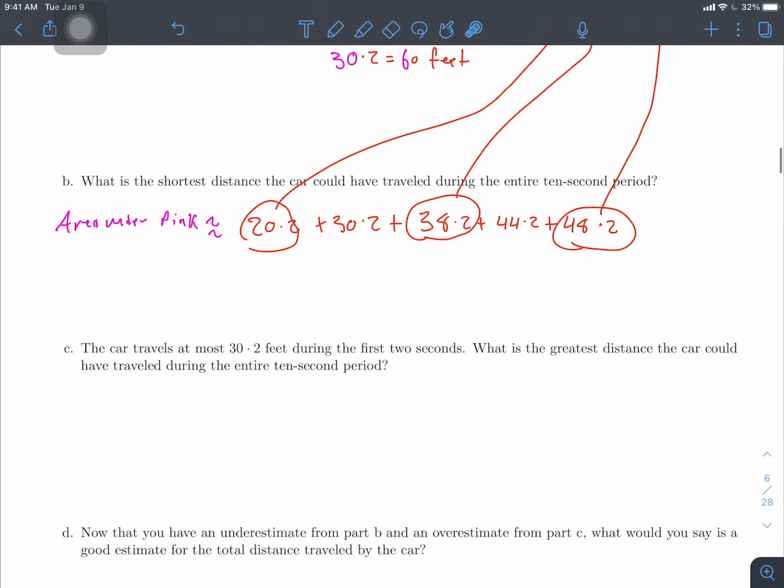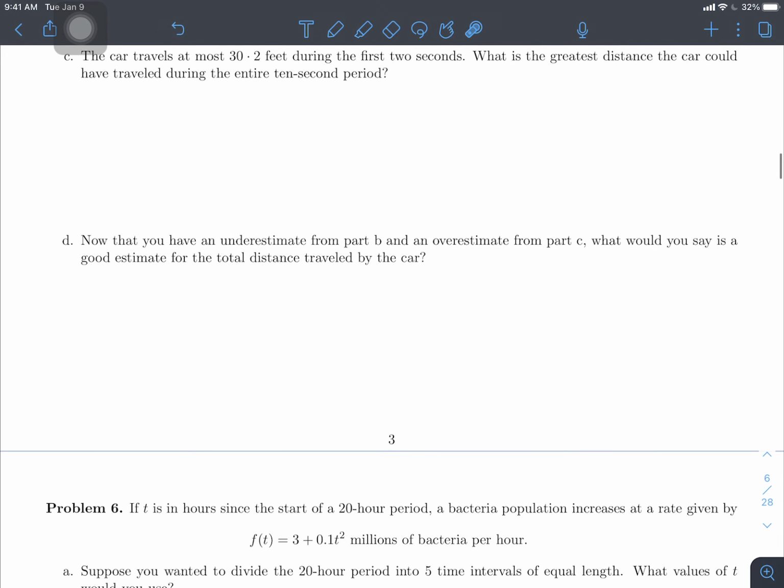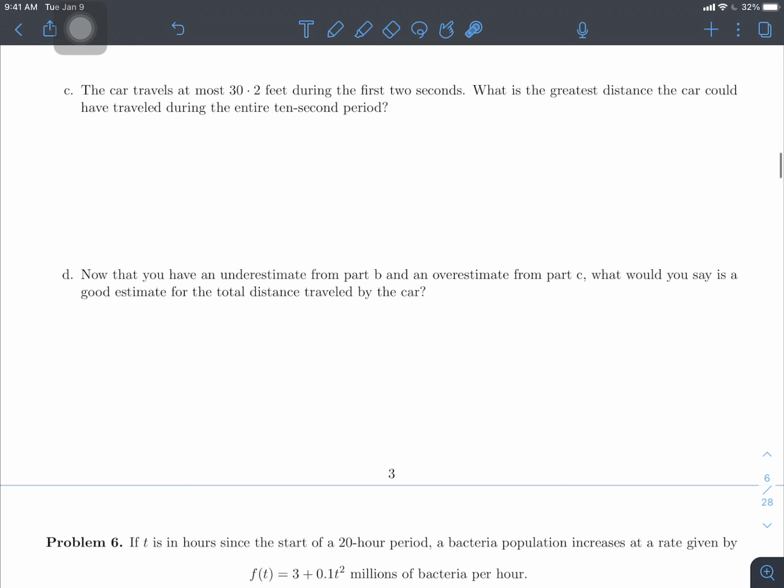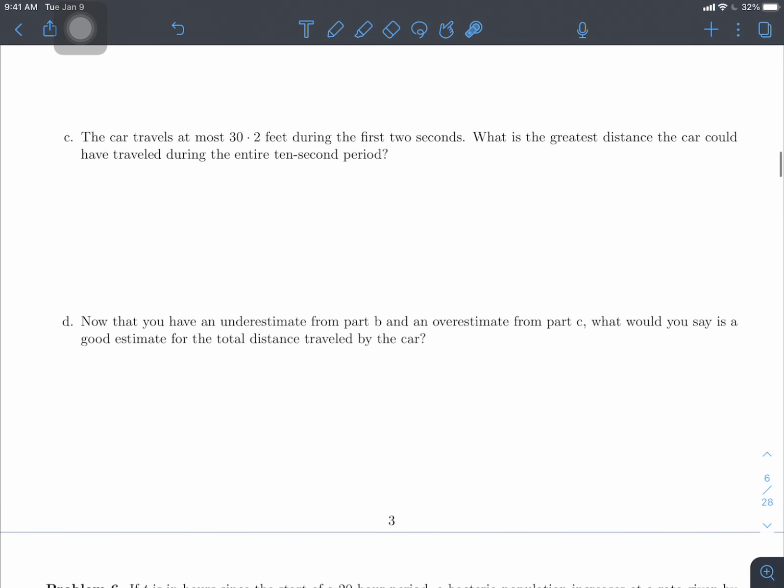Okay, so I think it's important to see lots of examples of these guys, so let me do some more before we run out of time. Car travels, what is the greatest distance? Okay, how do we do the greatest distance?